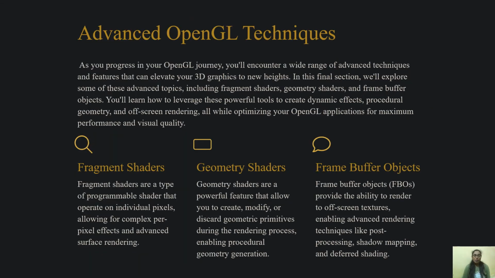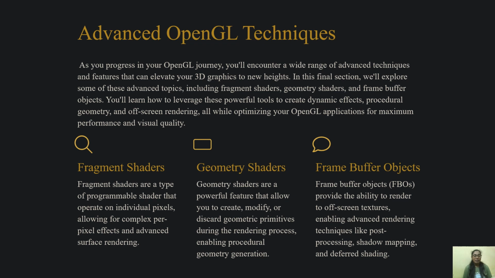Now we will see advanced OpenGL techniques. As you progress in your OpenGL journey, you will encounter a wide range of advanced techniques and features that can elevate your three-dimensional graphics to new heights. In this final section, we will explore some of these advanced topics, including fragment shaders, geometry shaders, and framebuffer objects. You will learn how to leverage these powerful tools to create dynamic effects, procedural geometry, and off-screen rendering, all while optimizing your OpenGL applications for maximum performance and visual quality.